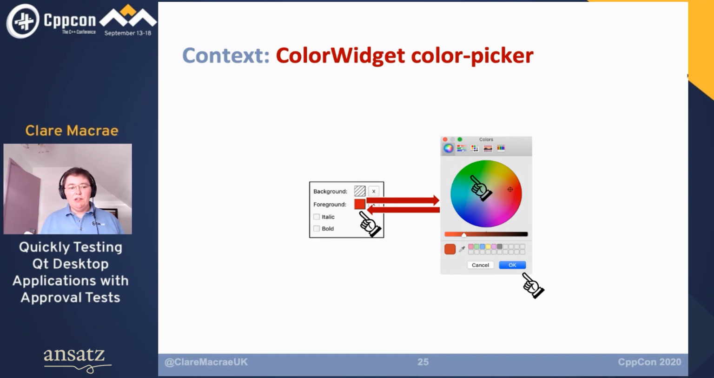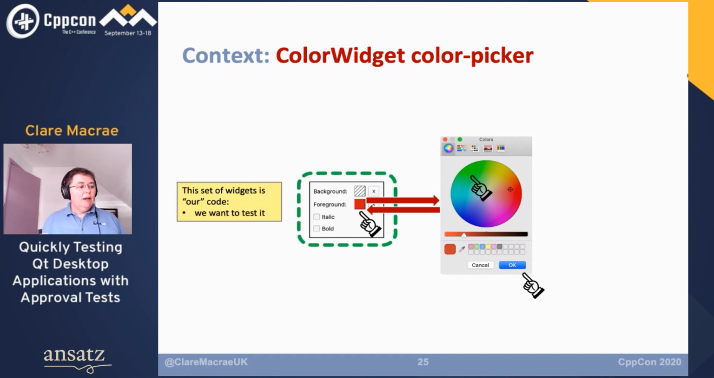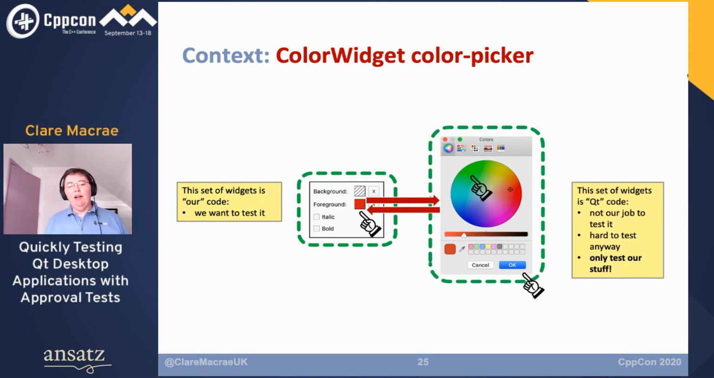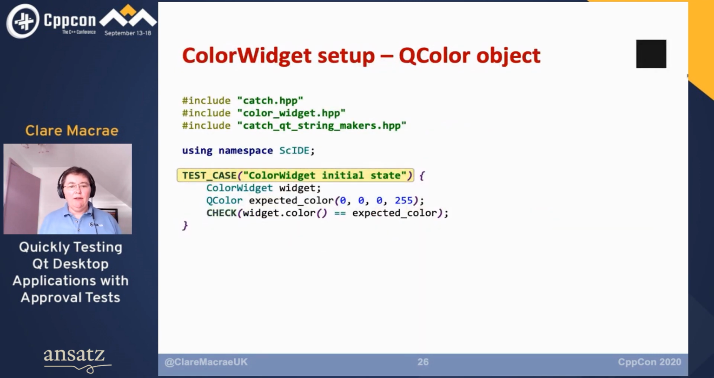So that's what we're going to test, that little square. It's really important to say that you want to be focusing on testing the code that you control, that you maintain. So on the left is widgets in the application, like the application we're testing. On the right is Qt code and perhaps the odd dialog provided by the operating system. It would be a waste of our time to test that, and we wouldn't be able to fix any problems that we found. So we're going to focus on testing the code on the left.